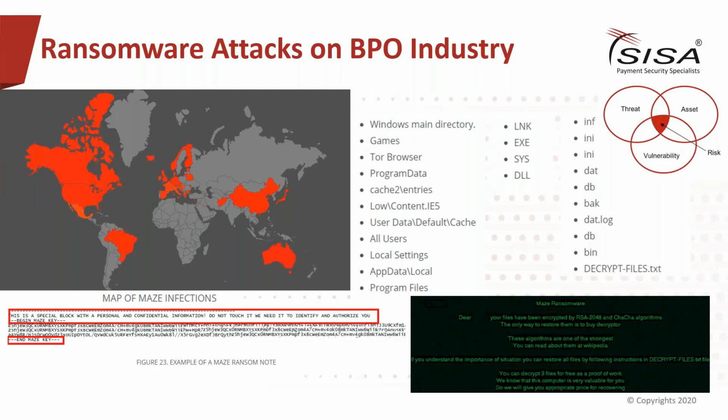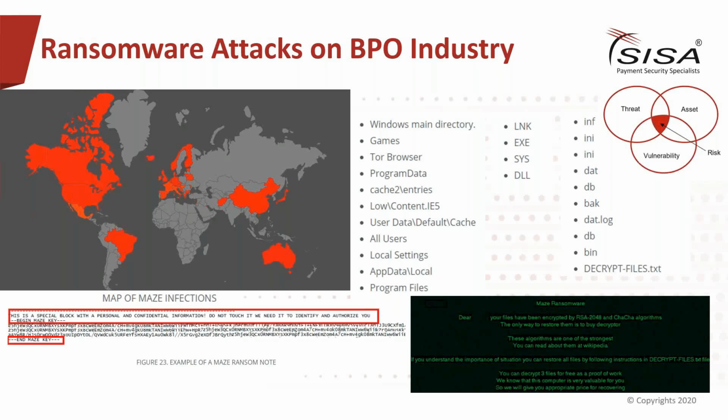Now, I believe the majority of you would have heard about the Maze ransomware recently, and that is how it works: they give you a Bitcoin wallet address, and accordingly you have to transfer Bitcoins to that particular wallet if you want to see your data again.